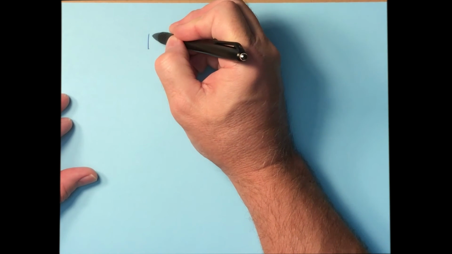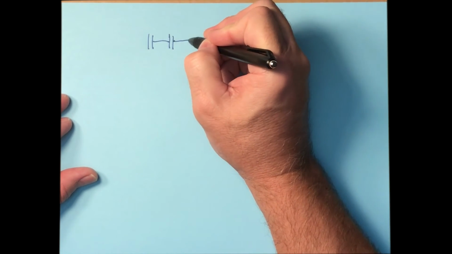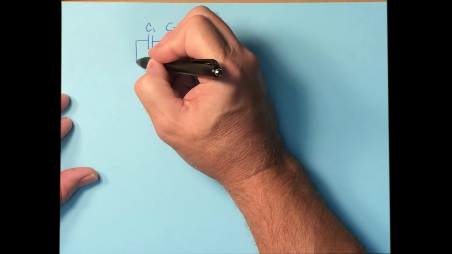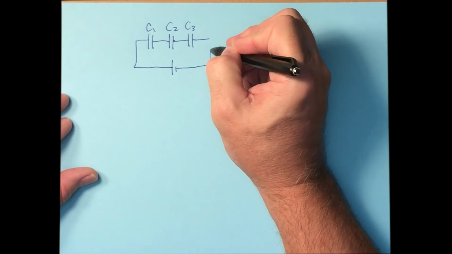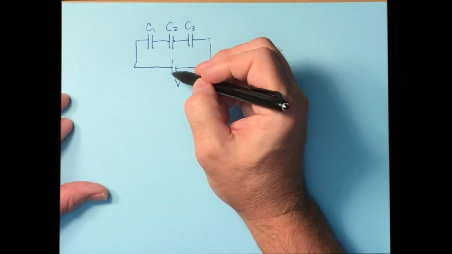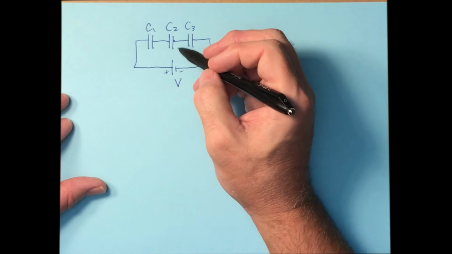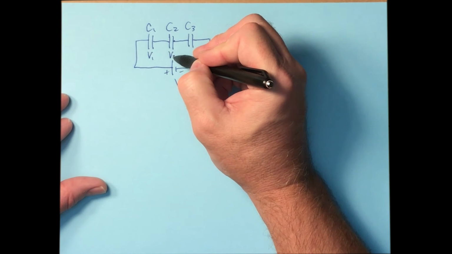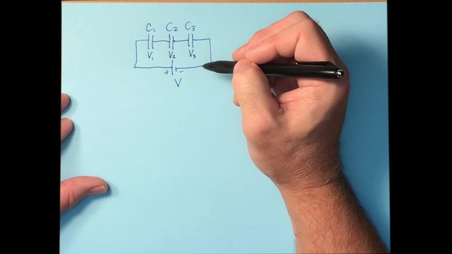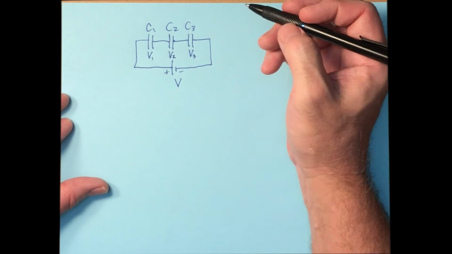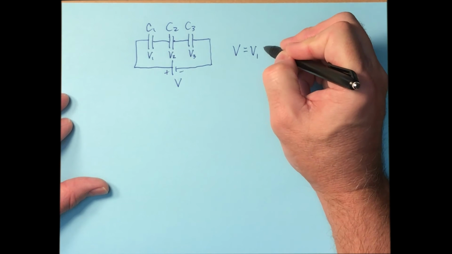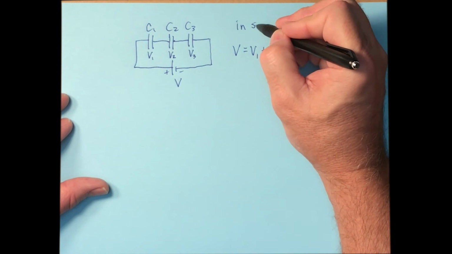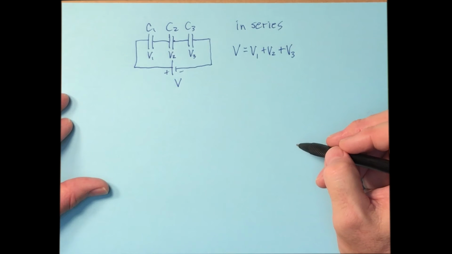Let's go back to our example where we have 3 capacitors that are in series. This will be C1, C2, C3 that are connected up to a battery like that, V. And remember, this is a high side, that's the low side of the battery. Well, this capacitor is going to have some voltage V1 across it. This will have some voltage V2 across it. This will have some voltage V3 across it. And the potentials add up. In other words, V equals V1 plus V2 plus V3, because these capacitors are connected in series, like that.